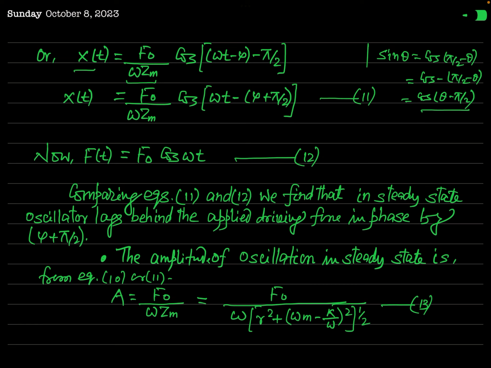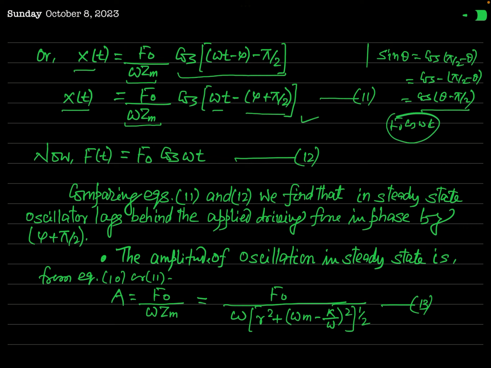So that sin omega t minus phi can be written as cos omega t minus phi minus pi by 2. And therefore, finally we can write x of t equal to f naught over omega Zm times cos omega t minus phi plus pi by 2. So this is the steady state solution of the equation of motion of a forced harmonic oscillator when we consider the driving force as f naught cos omega t. In that condition, this is your solution.